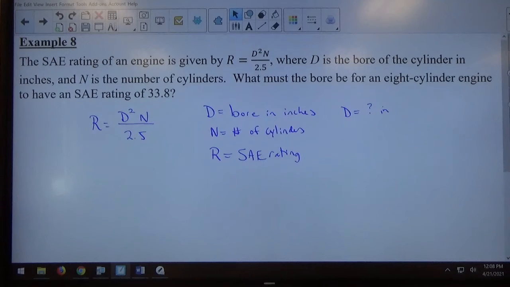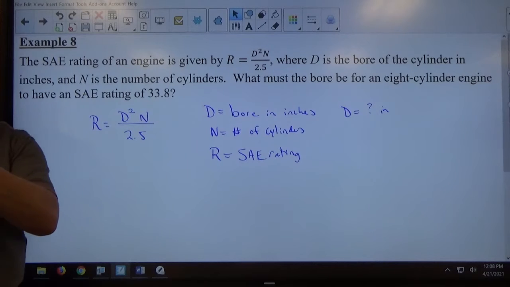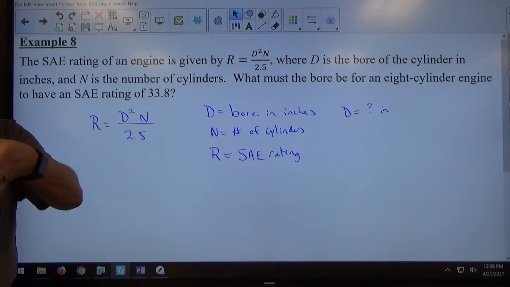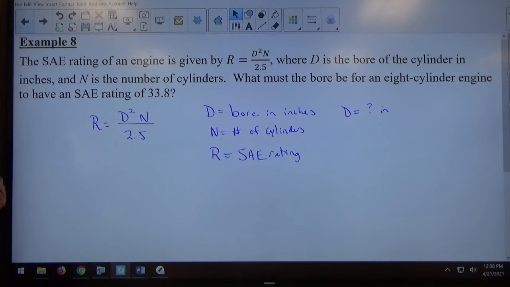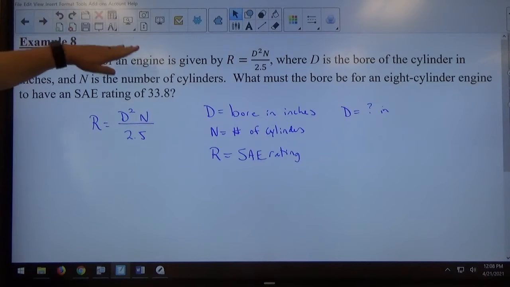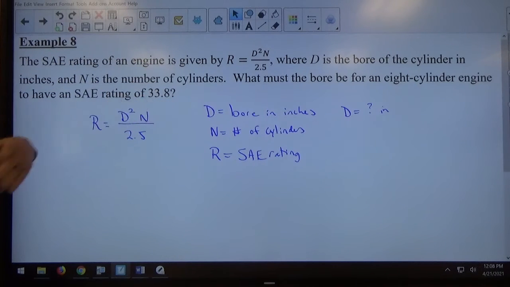I'm pretty sure that's a diameter, is what that is. The bore of the cylinder. So if you have an engine, you have the cylinders, and you have the pistons that go in the cylinders, and the cylinders are circular holes, right? So the bore would be the diameter of that bore, basically, in inches. So the diameter would be a positive number, so expect if you get a plus or minus, we're going to throw the negative out.